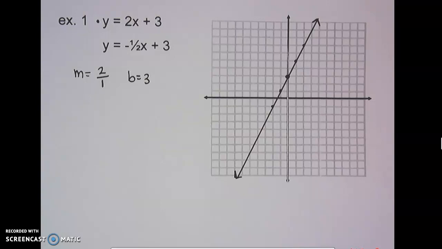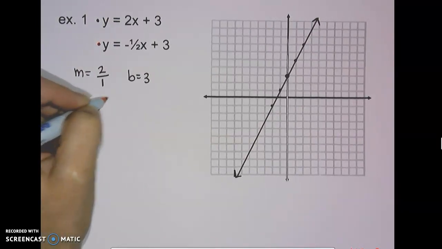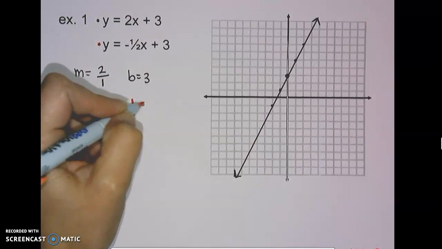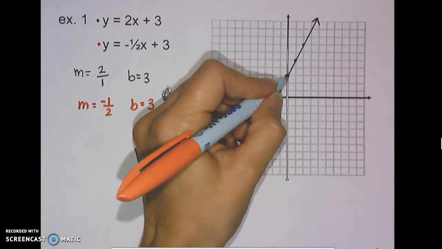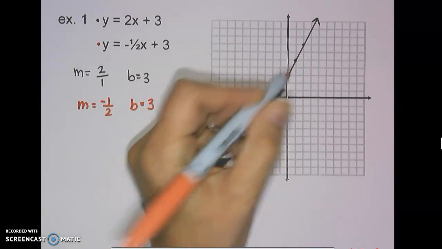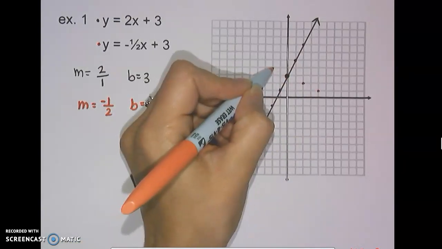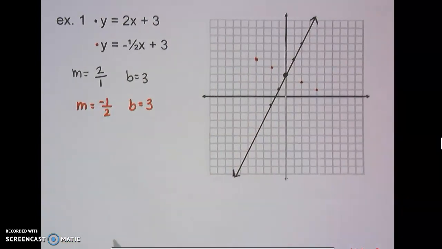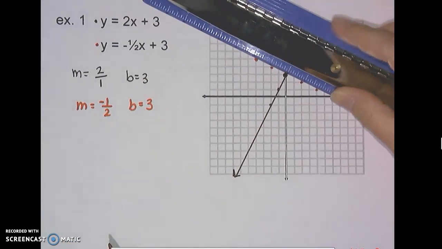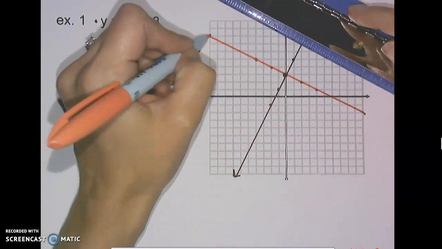We're going to do the same thing with our second equation. We have y equals negative 1/2 x plus 3. Here our m is negative 1/2, and our b is positive 3. Again, we're beginning with b. Plot that point, and then we go down 1 over 2, or we can go up 1 and left 2. Again, we're going to take these and connect them with a solid line.